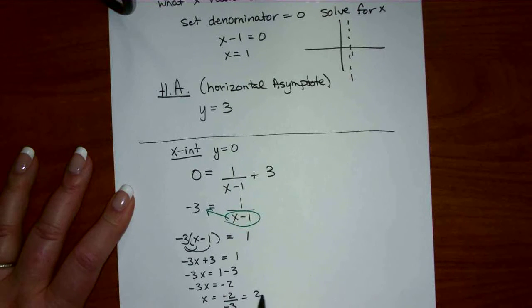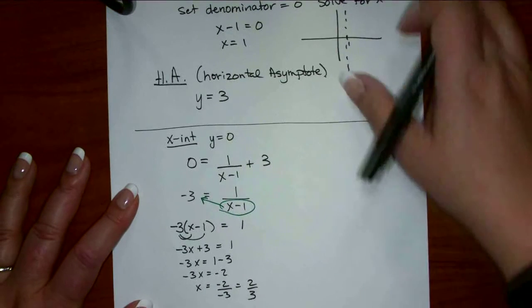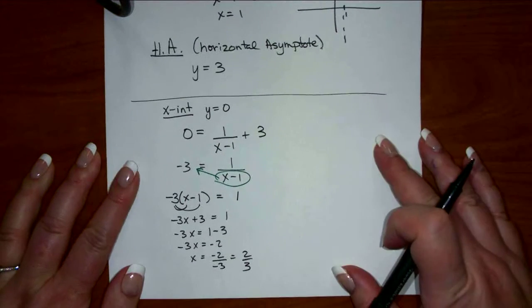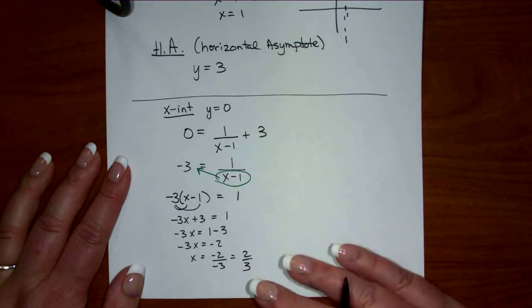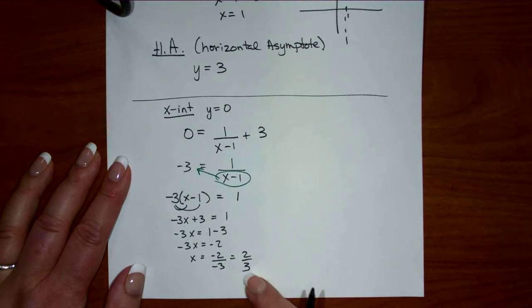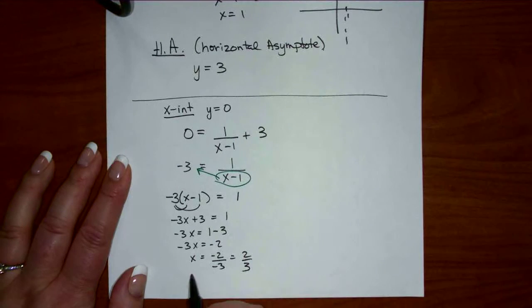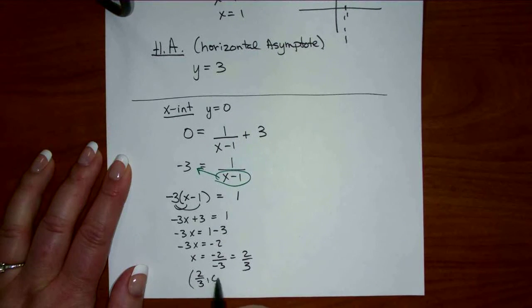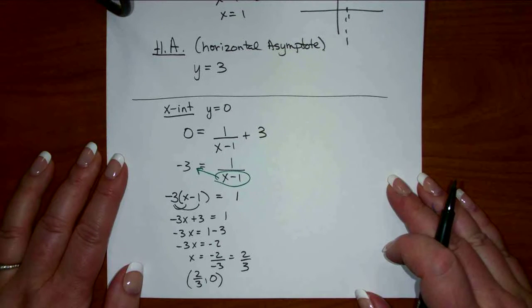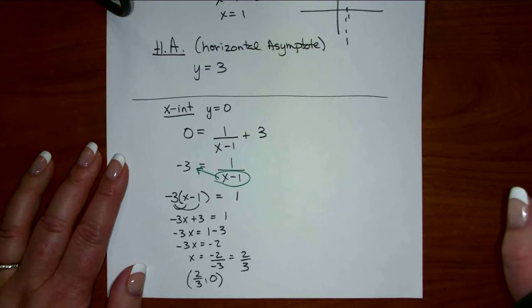Am I off the page? Not quite. All right, there it is. What is that? Our x-intercept. X equals 2/3. What's y? 0. Remember to write it down as soon as you find it, because you don't want to look back at that point and think it's something else. That's actually enough to draw the whole graph, because that'll tell you what quadrants that it's in.